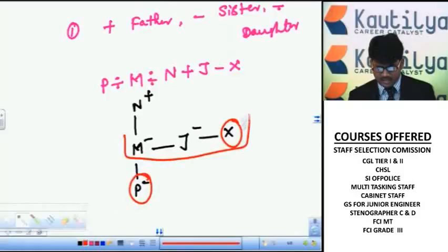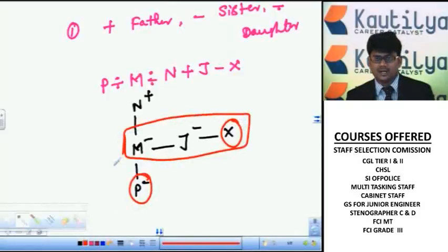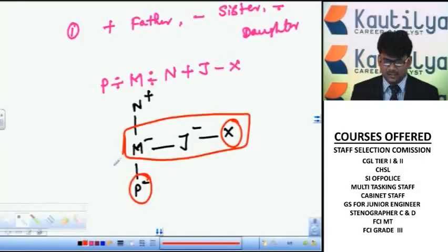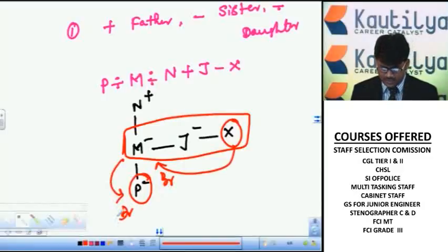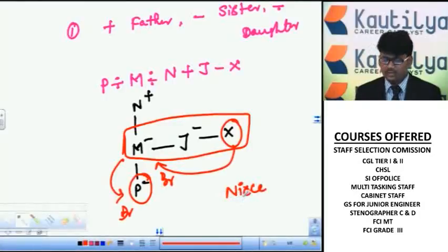M, J and X, all these three persons are in a horizontal line. This horizontal line represents brothers or sisters, that means the siblings. M is the sibling of X, and M is the brother of X. X is called brother to M, and M is called daughter to P. Finally, X to P is brother's daughter. Brother's daughter is called niece. Clearly, the person P is niece. P is a niece of X.